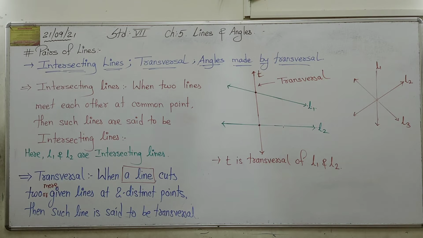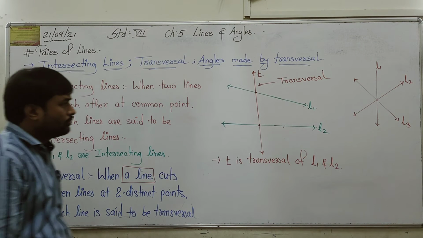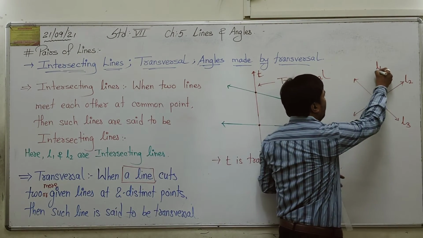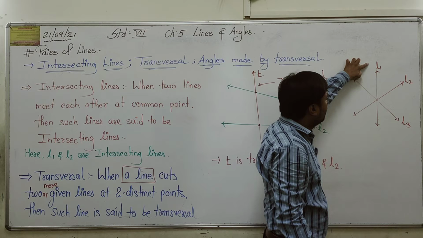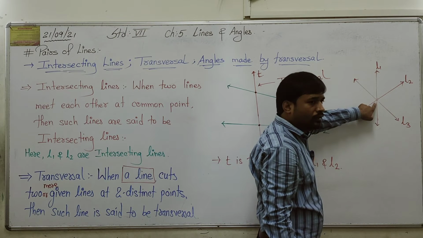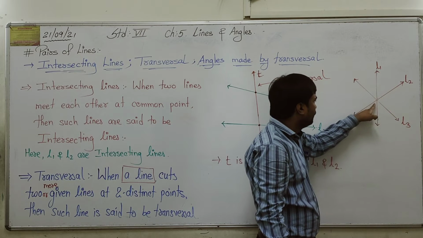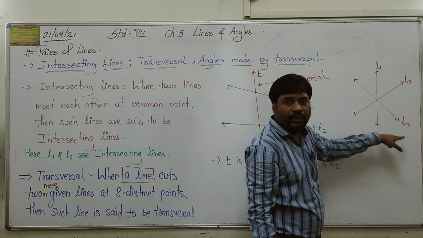Us if we are cutting each other. Which is transversal? Angle 1. Angle 1 is transversal? Angle ka aave yahan? Line 1. Line 2. Line 3.